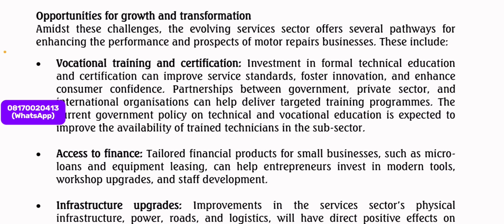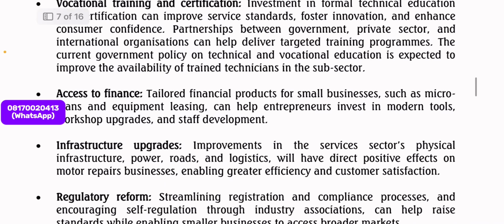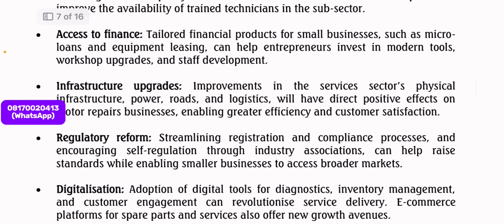Now, the opportunities. They talked about vocational training, that if people actually invest in training, they said earlier that there's this skill gap and all of that. So if people invest in formal education, and partner with private sectors to deliver trainings, the sector will become better. Then access to finance as well. So if there are micro loans that entrepreneurs can actually use to upgrade their workshop, people will do it.